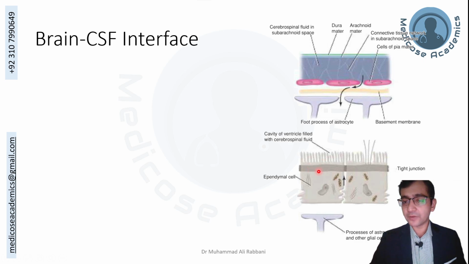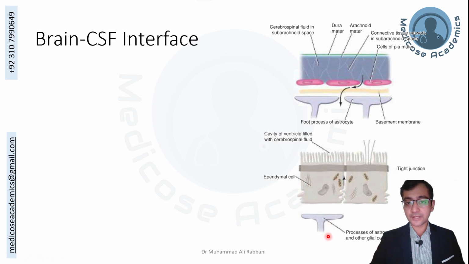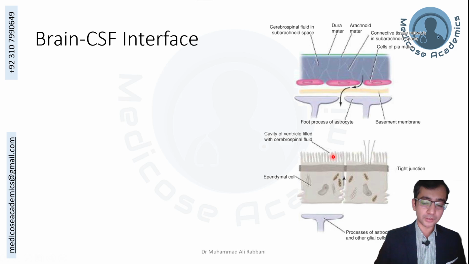Similarly, the ependyma, the ventricles are covered on the inside partially by astrocytes, but again the junctions are not so tight as to separate the tissue between the CSF and the blood.